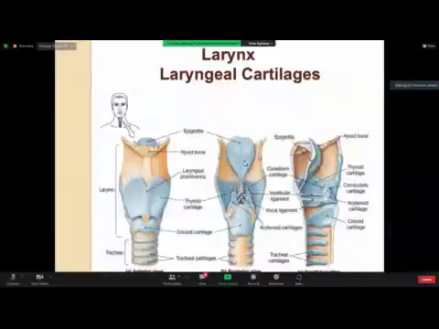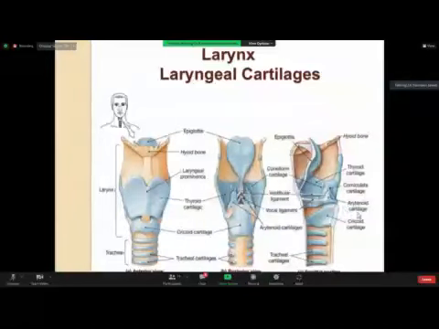Larynx is basically the sound box. We have unpaired cartilages which are epiglottis, and we have this thyroid cartilage, large thyroid cartilage. This is unpaired, and we have this cricoid cartilage which is unpaired cartilage of the larynx. And then we have these paired cartilages which are cuneiform cartilage. We have corniculate cartilage. We have arytenoid cartilage. तो ये सारे cartilages, they make up the laryngeal skeleton basically.